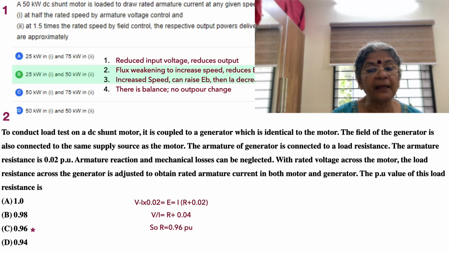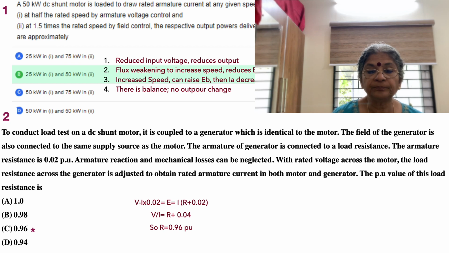Armature reaction and mechanical losses can be neglected. Okay, so that's all that we can do, because those things need to be measured otherwise. With rated voltage across the motor, the load resistance across the generator is adjusted to obtain rated armature current in both motor and generator. So the same current remains the same in both the machines.